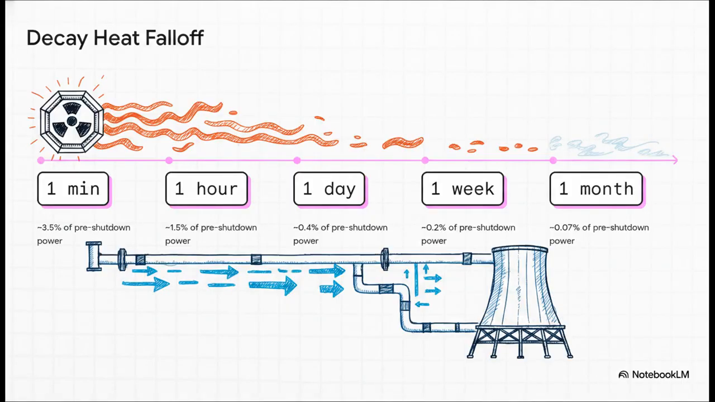And decay heat follows a really brutal power law. It drops off pretty significantly at first, halving in just a minute, but look at the long tail on this timeline. After a day, a week, even a whole month later, it is still generating a fraction of a percent of that massive pre-shutdown power. It never just immediately reaches 0. It requires highly reliable, continuous cooling for months, sometimes even years, after the reactor is supposedly off.